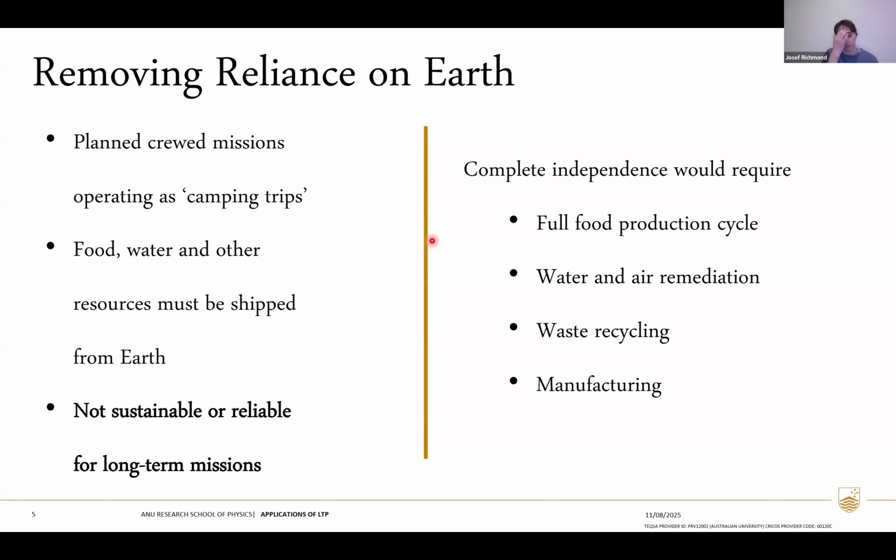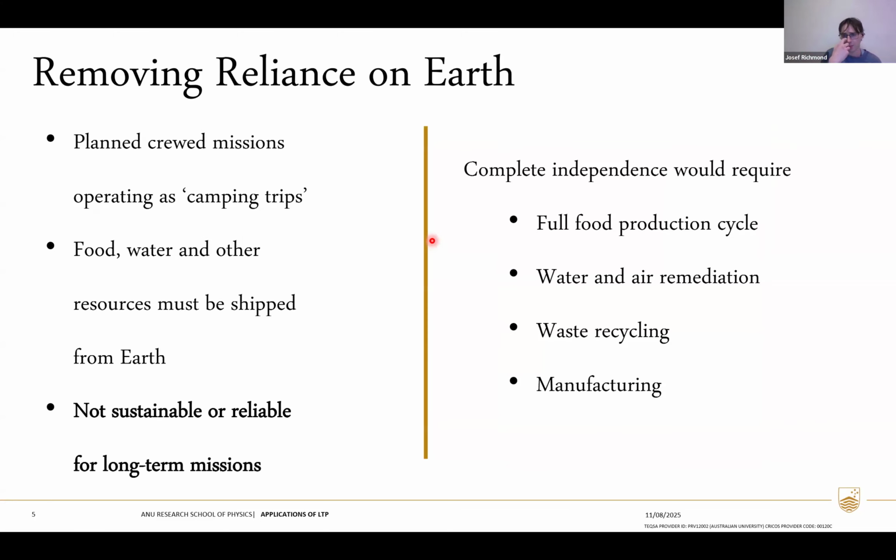In the context of space missions, a lot of the long-term planned stuff operates as a camping trip, right? You're bringing all your resources with you, and you're reliant on resupply. That's just the way it is for the moment, but obviously that's not very sustainable for a super long-term independent colony or mission. Complete or near complete independence would really require being able to grow your own food, water and air, treating that, dealing with all the different sorts of waste, and being able to manufacture things right there as you need it.